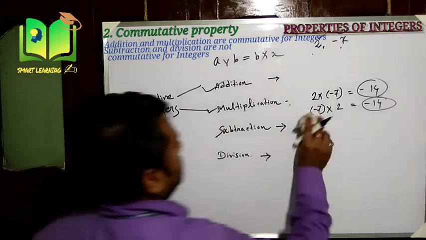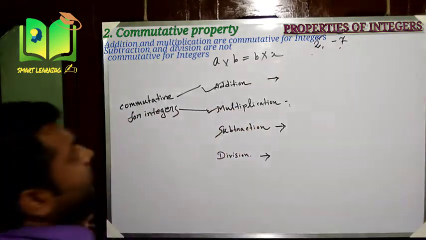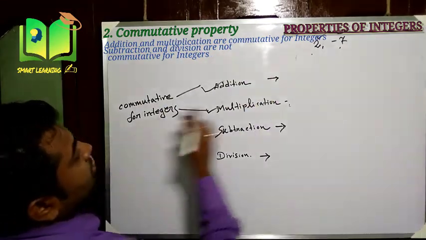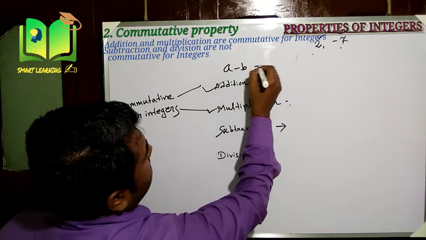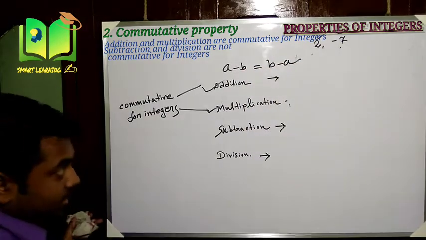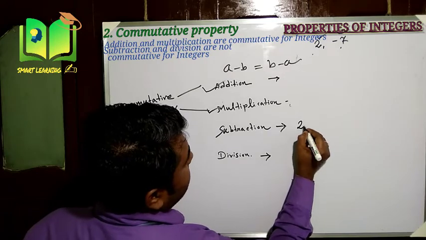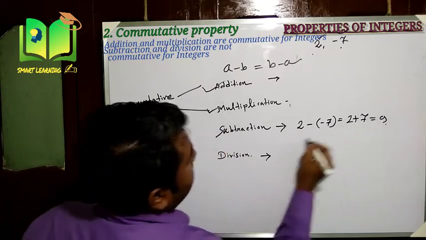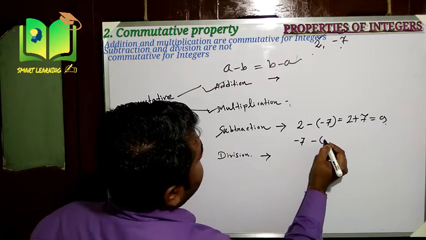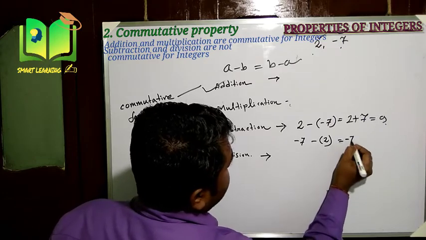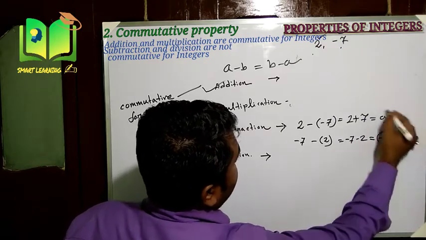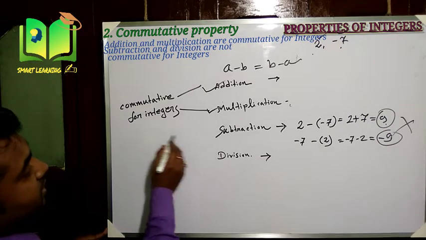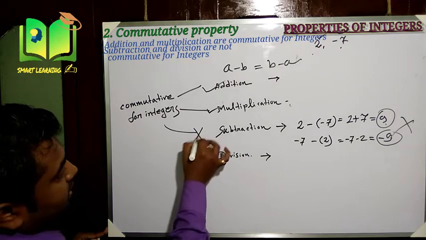Now see subtraction. First, we have to show a minus b equals b minus a. See, is it matching or not? A minus b means 2 minus of minus 7 equals 2 plus 7 equals 9. Next is minus 7 minus 2 equals minus 9. Are they the same? No. So commutative property in case of subtraction does not follow.